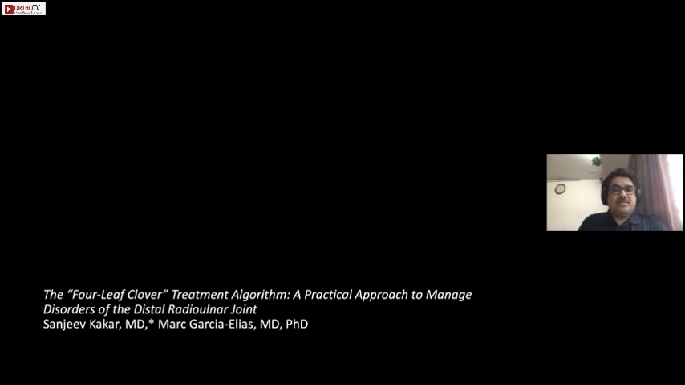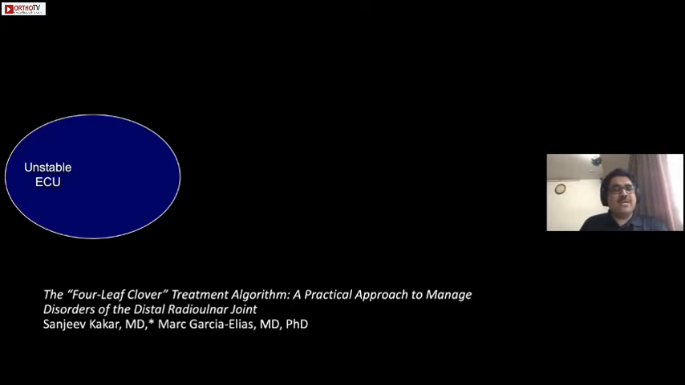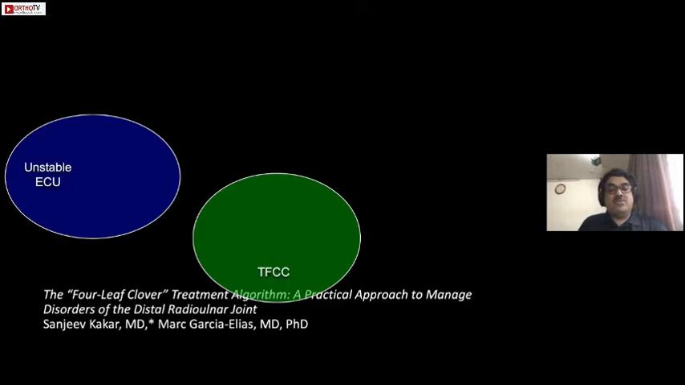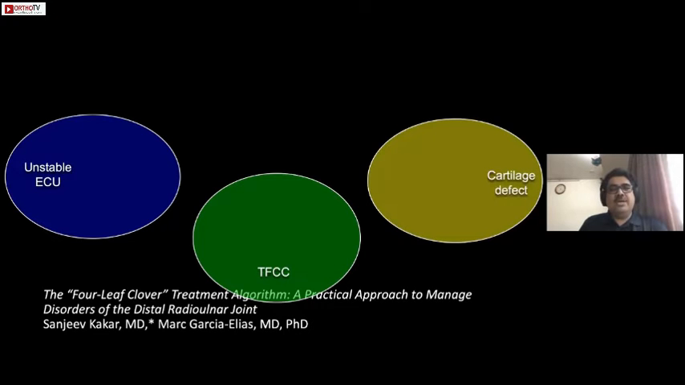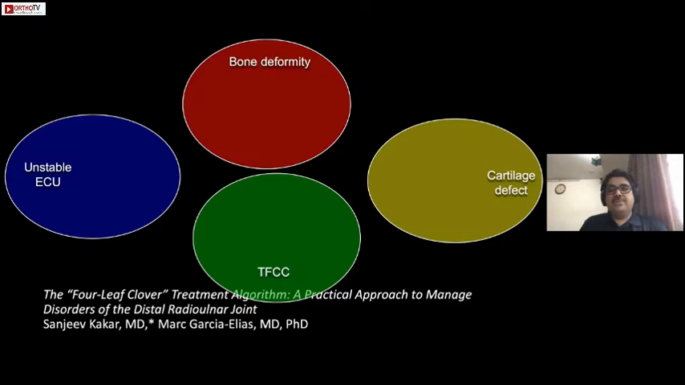Dr. Sanj Kakar and Marc Garcia-Elias have given us a fantastic algorithm for assessing the problems with the DRUJ. They talk about this four-leaf flower treatment algorithm. What are these four leaves? One is the ECU. What it means is the ECU can be contributing to a painful DRUJ or a pain at the ulnar side of the wrist. Second, the cause could be the TFCC. So these are the two soft tissue causes, and the two skeletal causes would be a cartilage defect in the DRUJ or a bony deformity in the DRUJ.